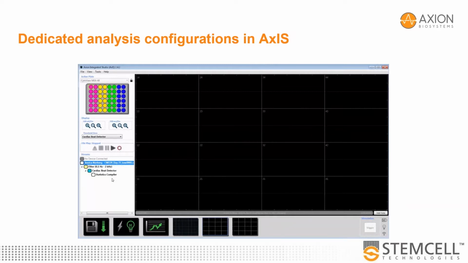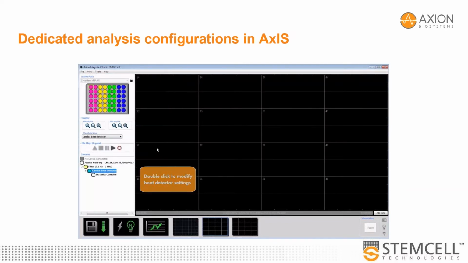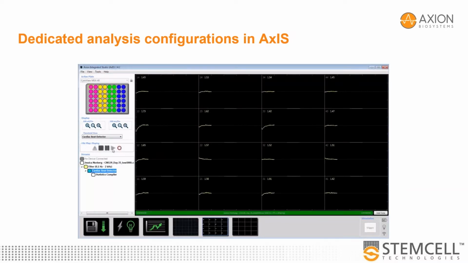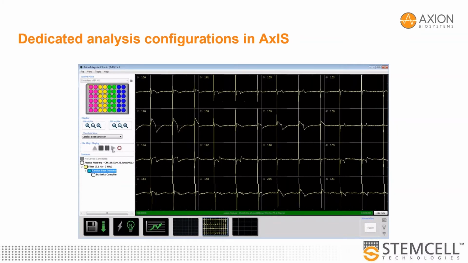If you would like more control over how exactly the beat detection is performed, you can double-click on the cardiac beat detector to change the detection settings. Then just push play to look at the data, or push record to save the analysis file.